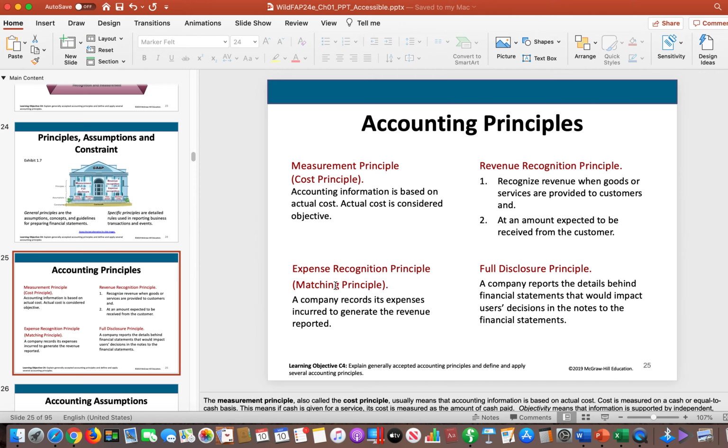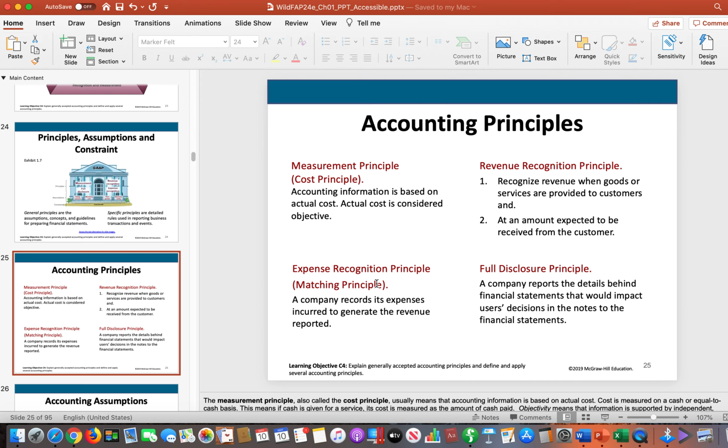The third one here, expense recognition. This is important. It's called the matching principle. A company generates revenue or sales, but it costs them money to do that. You got to pay employees, you got to buy supplies, you got to pay the rent, things like that. So along with that revenue that you generated came expenses that you had to incur in order to generate the revenue. As I say, you had to pay rent, utilities, supplies, employees in order to get that sale.